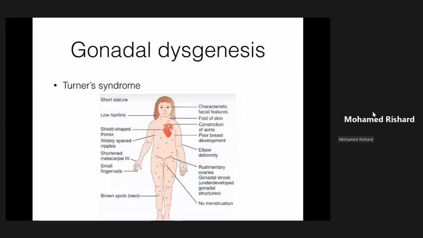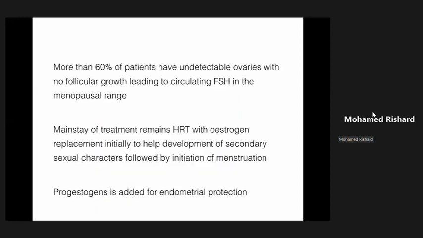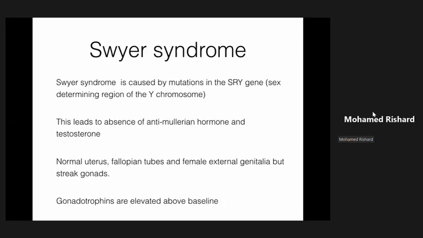These are the features of Turner syndrome. I'm not going to discuss this. When they come, they have all the features, and when you do a scan, streaky or small ovaries will be there, and the FSH and LH levels will be very high. FSH and LH will be high because the pituitary doesn't get negative feedback from the ovaries. Ovaries don't produce estrogen. Karyotyping will show an X-monosomy pattern. So for them we start HRT with the help of an endocrinologist.